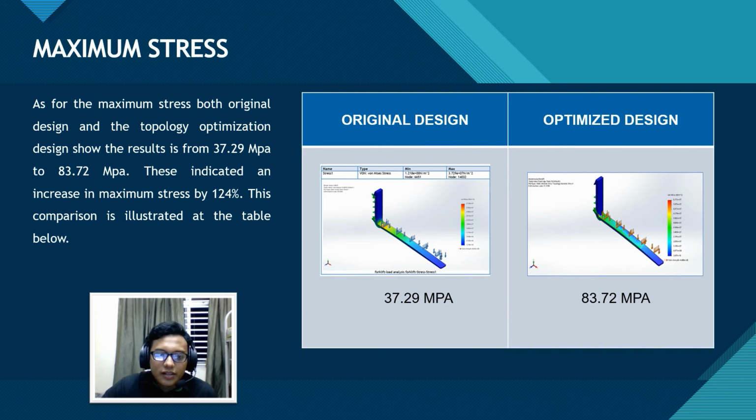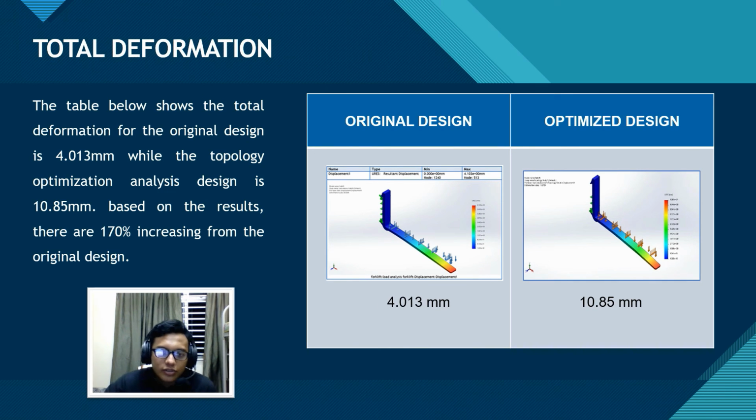For the maximum stress, the result goes from 37.29 megapascal for the original design to 83.72 megapascal for the topology optimization design. This indicates an increase in maximum stress of 124%. For the total deformation, the table shows the original design is 4.013 mm, while the topology optimization design is 10.85 mm. There is a 170% increase from the original design.